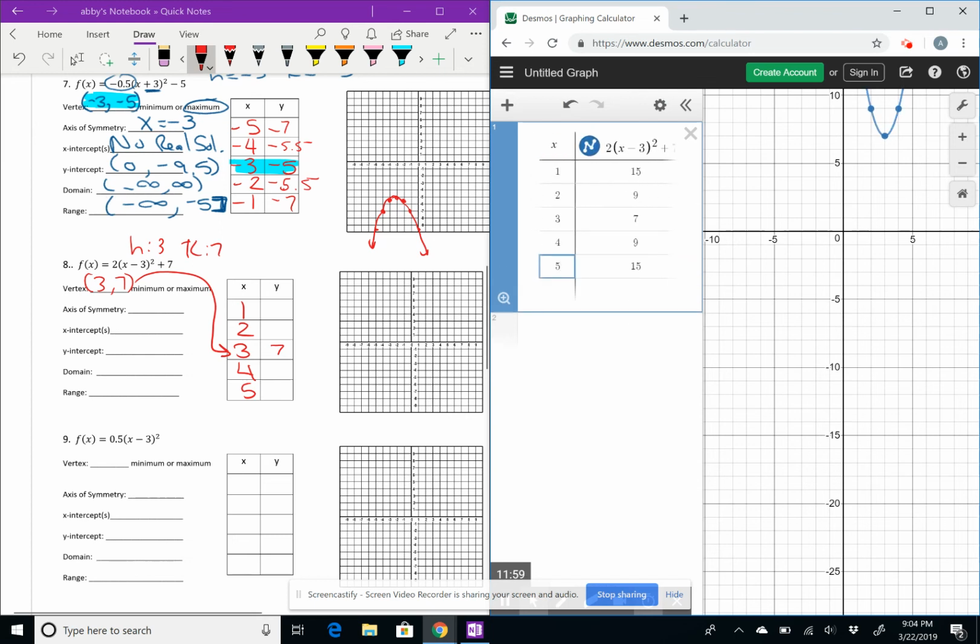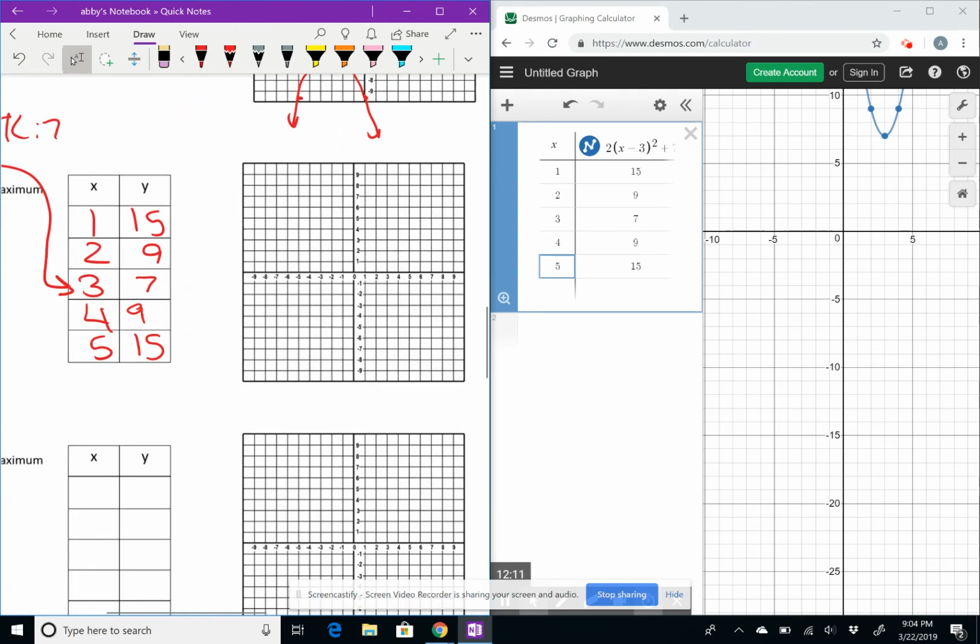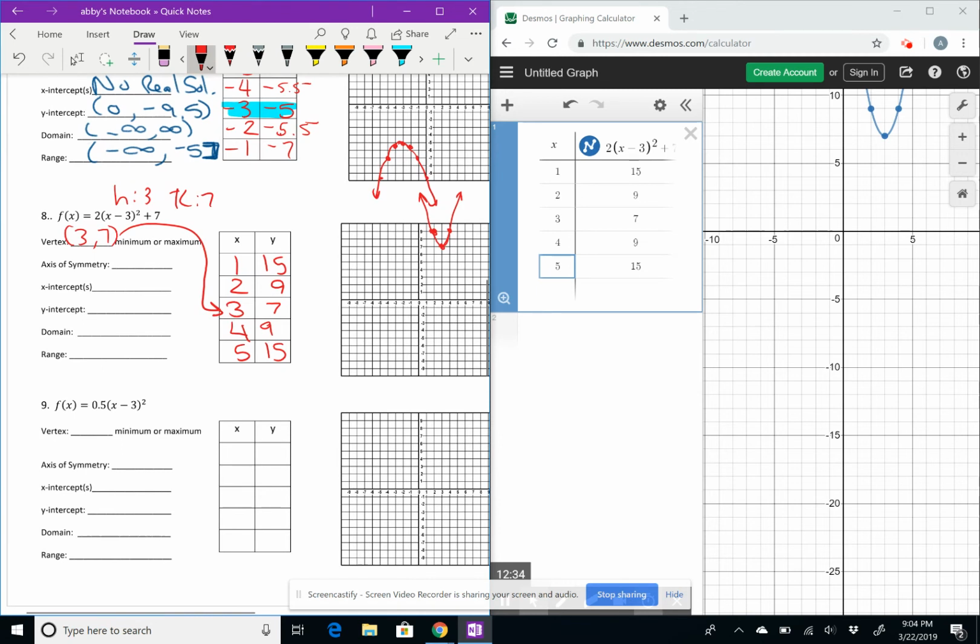And now on Desmos, they have graphable points. Now notice 15 is too high to graph on our piece of paper. Totally fine as long as you just kind of point the arrows up that way. So 2, 9, 3, 7, and then 4, 9. So it looks like a V, but remember you got to curve it, and then you can extend it upwards so it looks like a U shape. Since it is upright, since it is shooting towards the sky, this will be a minimum.